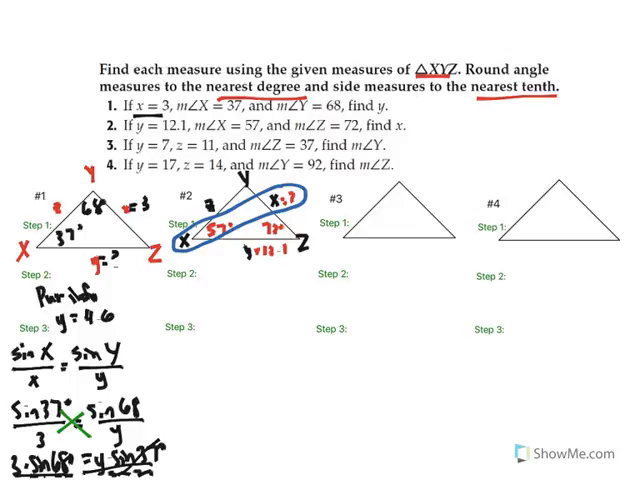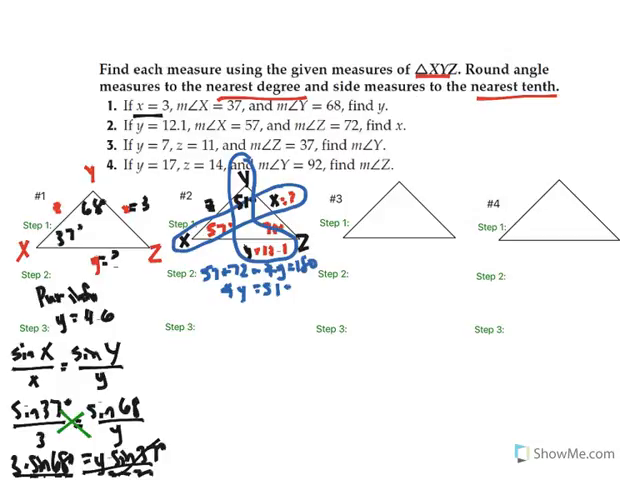So we can either do law of sines twice in order to find the measure of angle y, or we can just subtract. Subtracting is much easier. We know that 57 plus 72 plus angle y equals 180. So I solve for angle y, and I get angle y equals 51 degrees. So I'm going to put that in the figure. Now I have a side across from angle y.